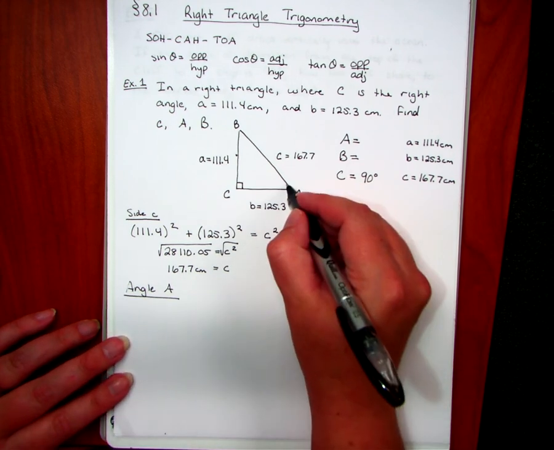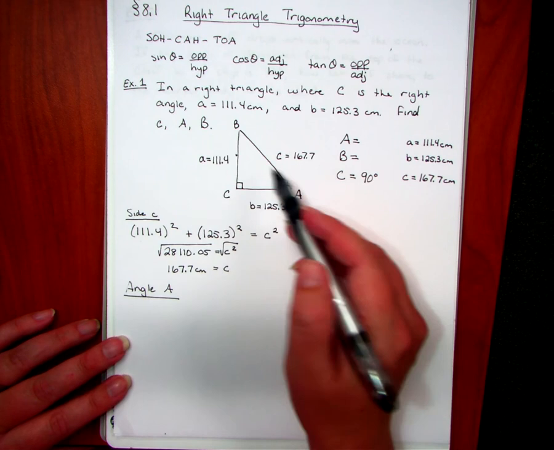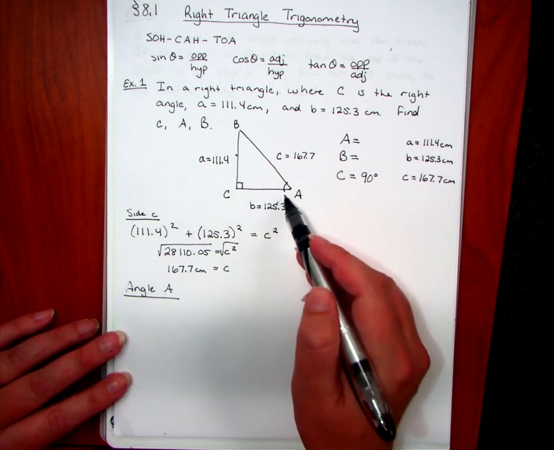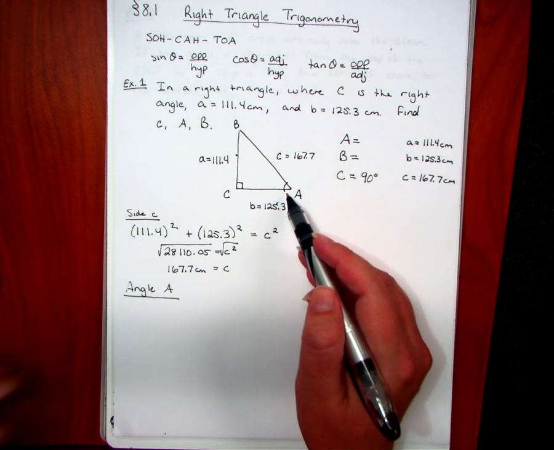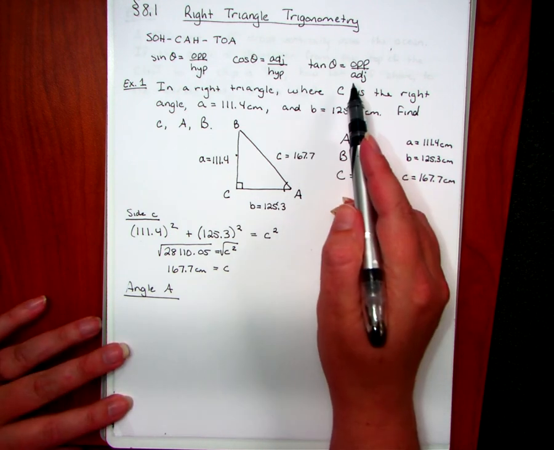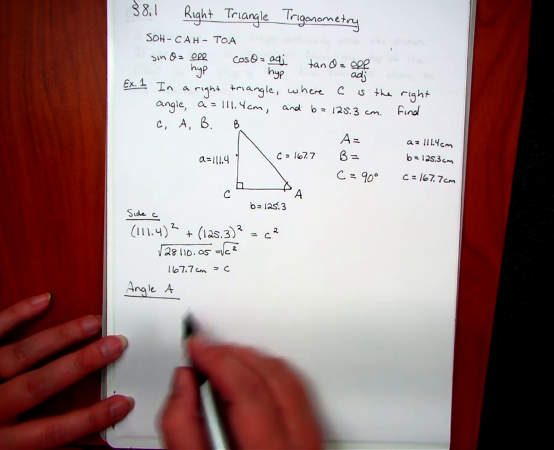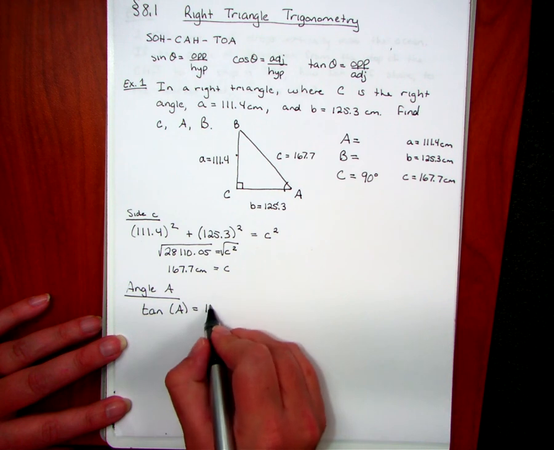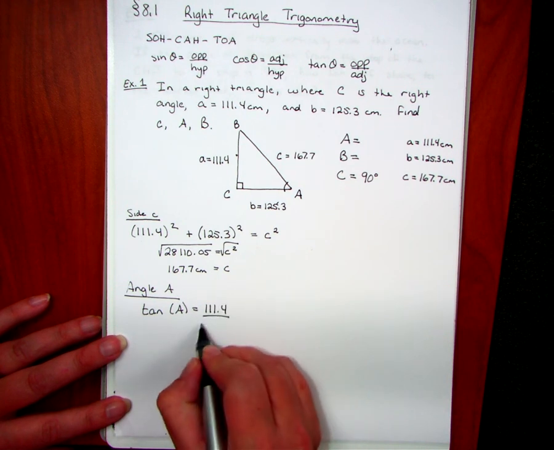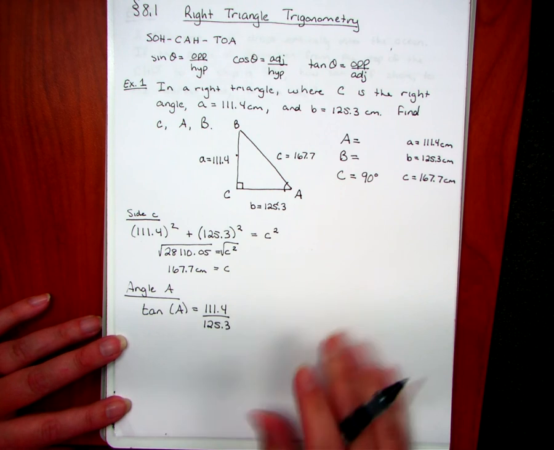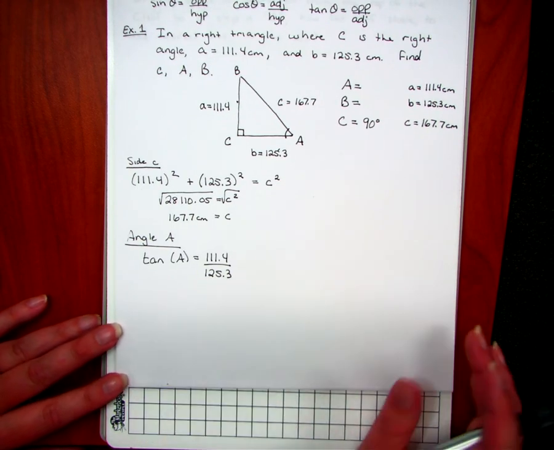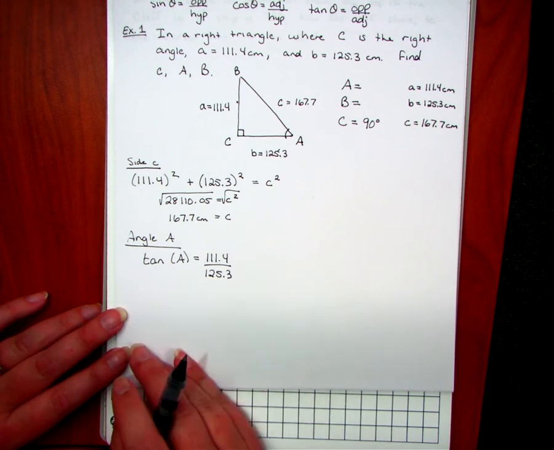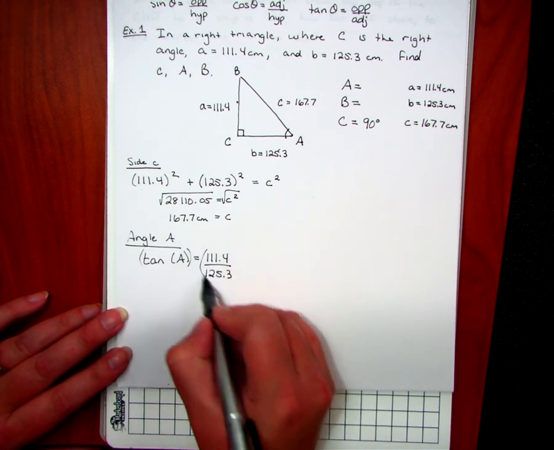So angle A is here. And so if I want to use little a and little b, that's opposite to angle A and adjacent to angle A, and so tangent is the function that uses opposite and adjacent. So I'm going to write an equation here. Tan of angle A is equal to the opposite side over the adjacent side. And I need to solve this equation for A. And so in order to do that, we're going to cancel tangent by applying tan inverse to both sides.